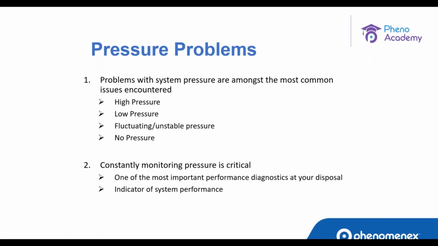According to HPLC back pressure problems, we can first identify the following most common issues that can be encountered, which are pressure too high, pressure too low, unstable pressure, and no pressure at all. On the other hand, we highly recommend constantly monitoring the back pressure all the time. It is really critical because the system pressure is one of the most important performance diagnostics, and pressure is also an indicator of the system performance.